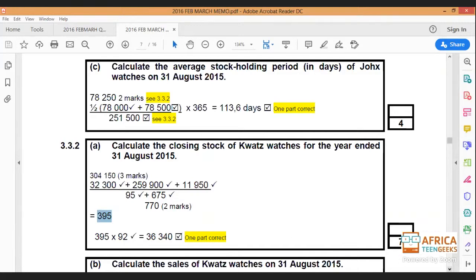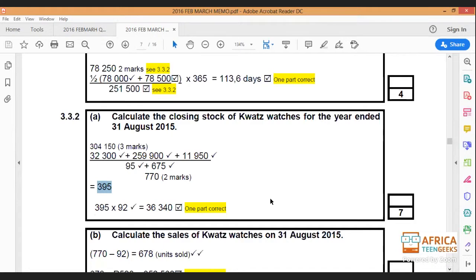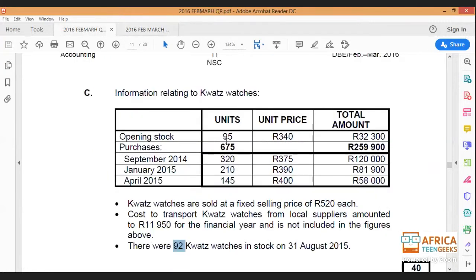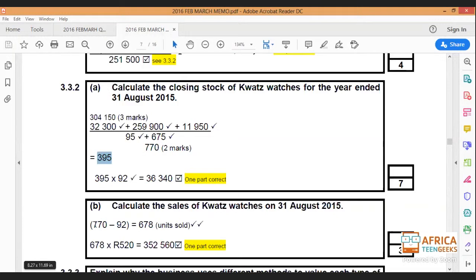Now under B, it says to you, calculate the sales of quartz watches on 31st August 2015. We know that we had the total of 770 watches for quartz. So 95 plus 675 is 770. Those were the number of total watches we had, including your opening watches under quartz. However, 92 were unsold, which means you have sold 678 watches.